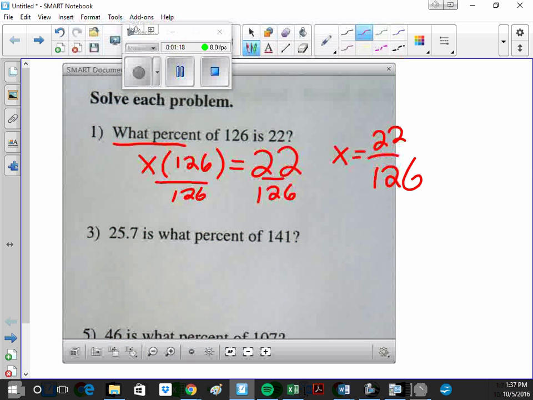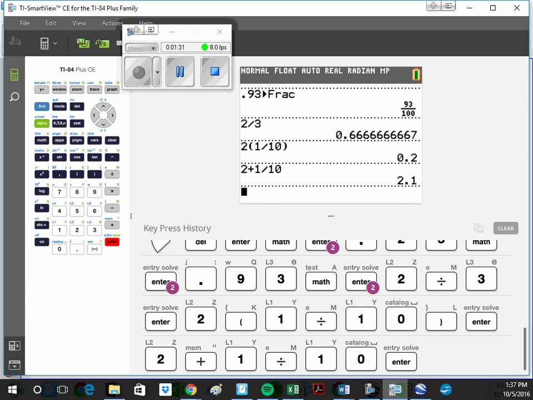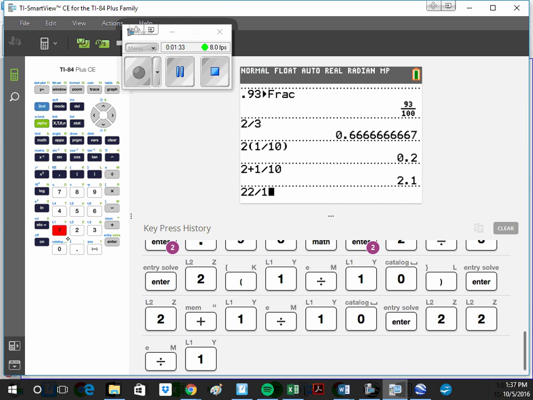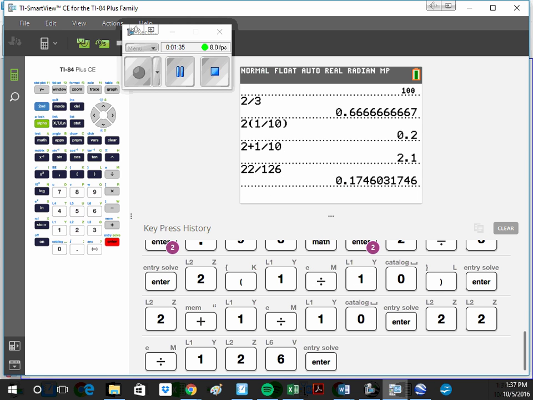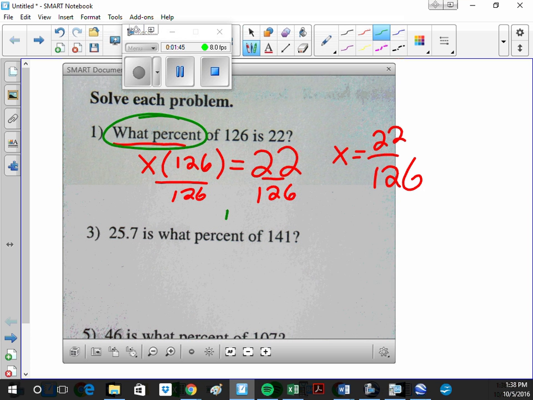And before I calculate that, I want to point out that it says what percent. So whatever my answer is, I need to convert it into a percentage. In my calculator, I type in 22 over 126, and I get 0.1746, which converts into 17.46%. The answer to number 1 is 17.46%.